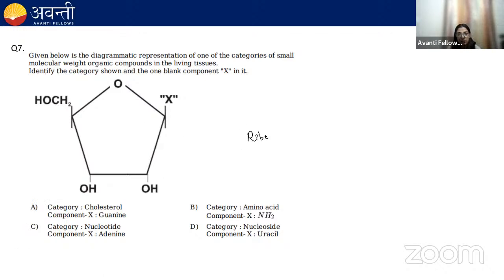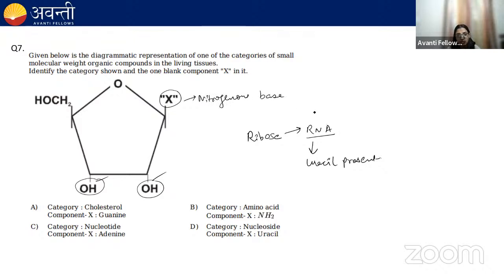This is a diagram of ribose sugar. And we know that ribose sugar is present in RNA, right? Because on the second and the third carbon, you can see a hydroxyl group is present. And in RNA, uracil is present instead of thymine. X is the nitrogenous base. So sugar plus base, they form the nucleoside. Remember this.